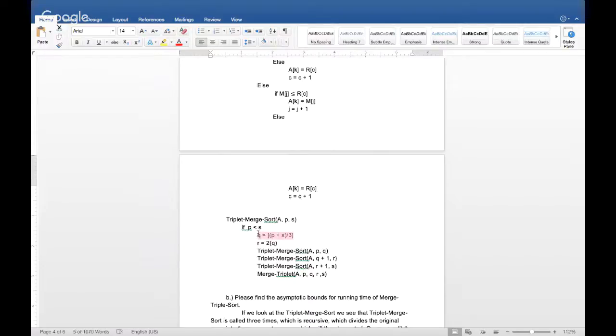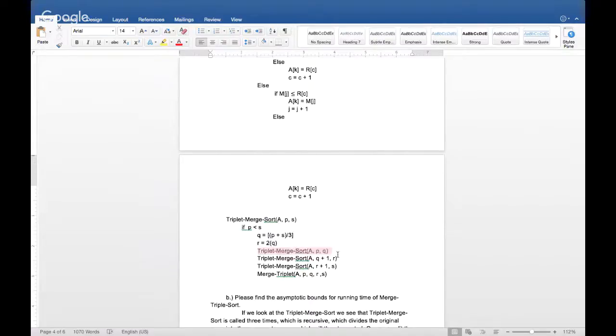So if we have a length of 12, the Q is going to equal 4. Now that gives us the starting point of the second array. Now we need the starting point of this third array. So we get R, and that's 2Q. So for example, we'll have one array starting at the beginning, P, and then we'll have Q at 4, and then the last array starting at R, which would equal 8 for the example of 12.